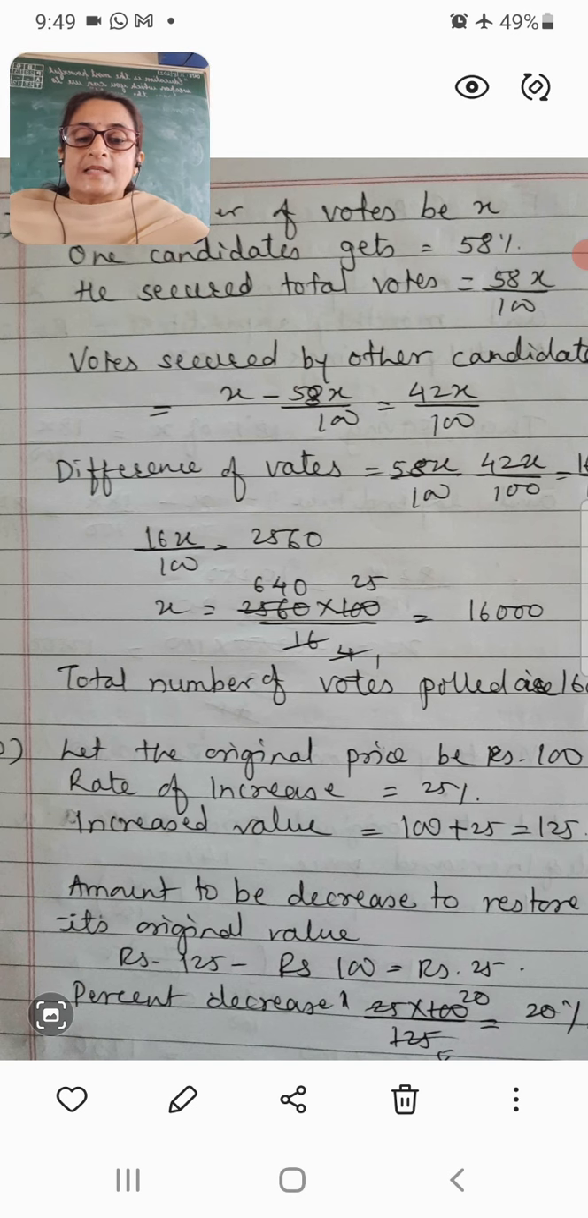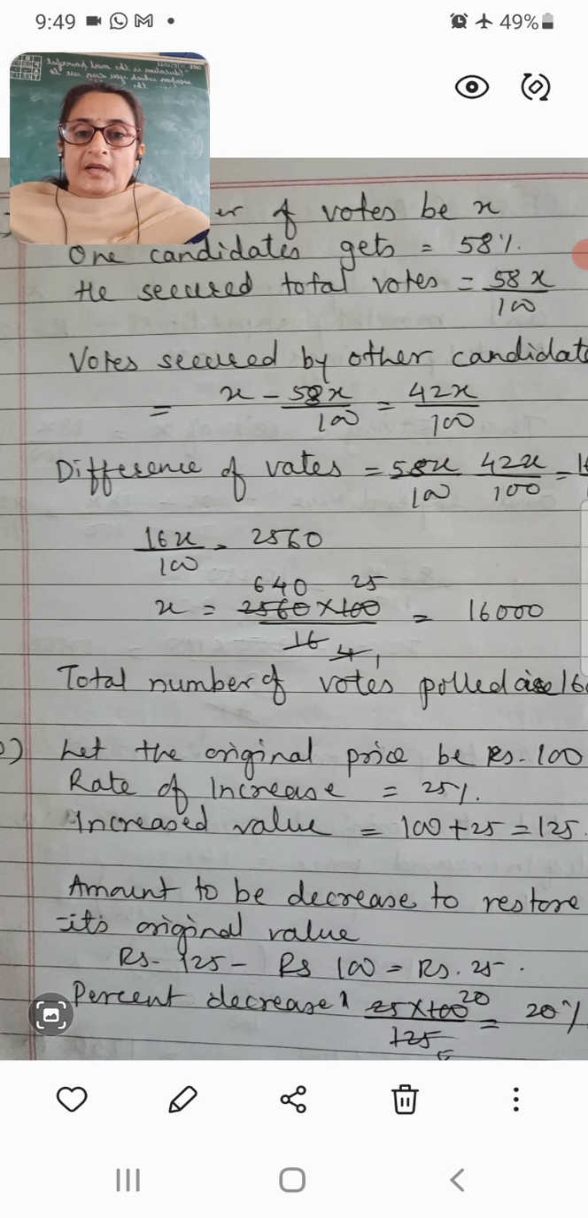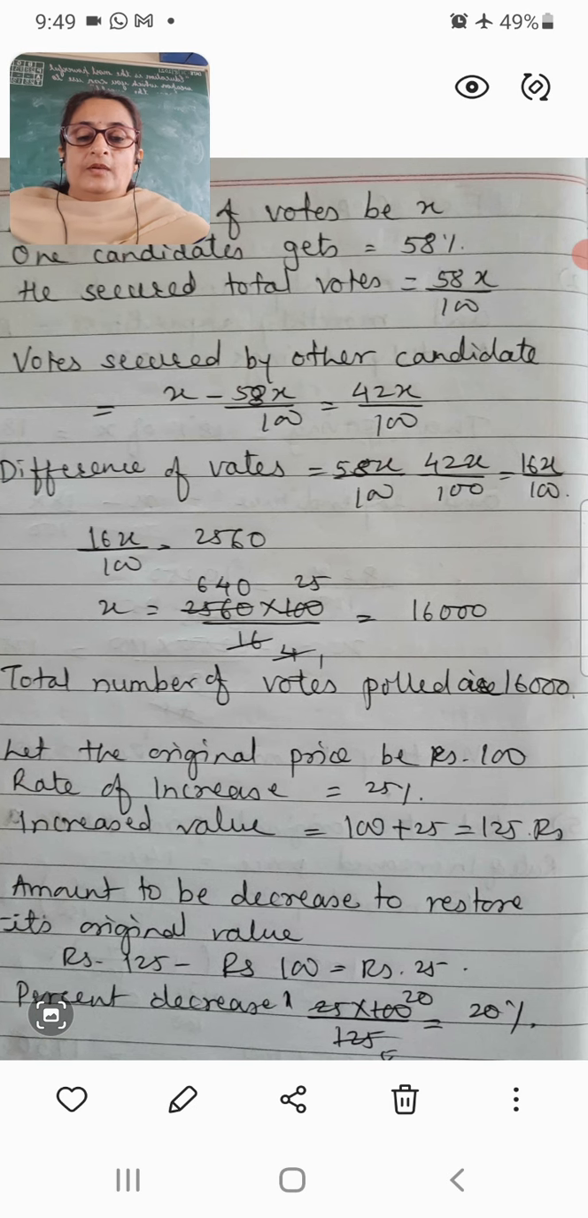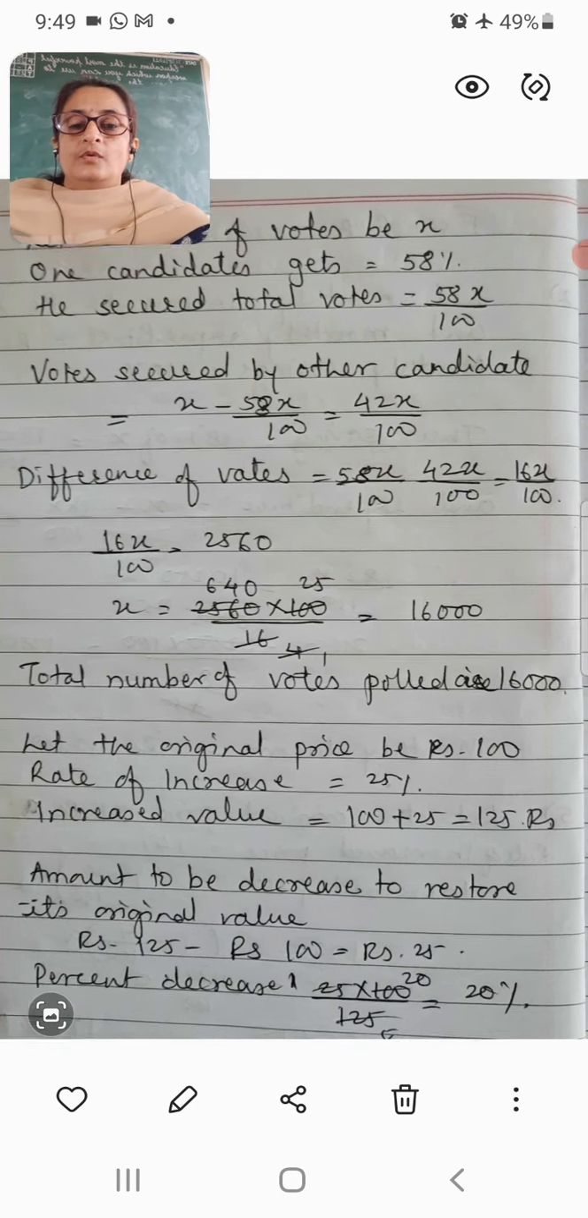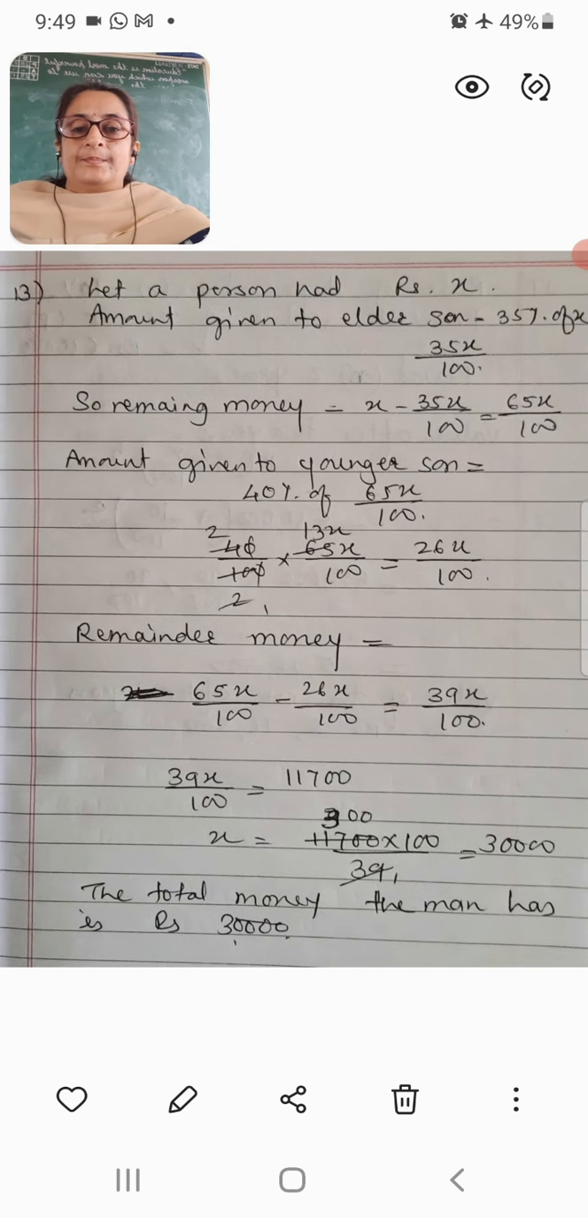But how much percent is it of 125? To find the percent, how much is 25 rupees of 125? 25 into 100 by 125, when you do it, that is 20%. So 125 is the new price, and that has to be reduced by 20% to get back to the original price, that is rupees 100.